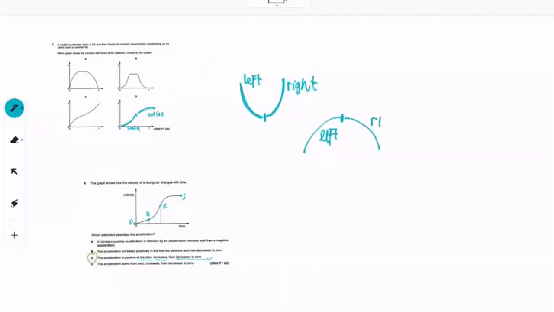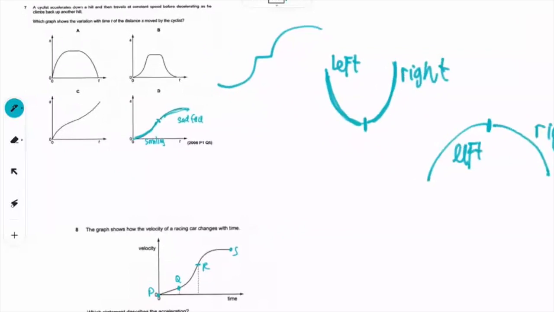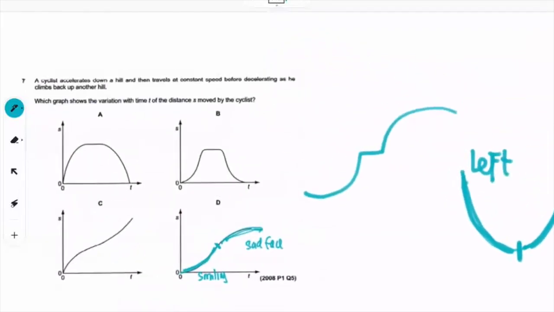Hold on. Let me check. Oh, the person is smiling, then, right? Oh, okay. Constant speed, it will not be like this one. It will be like this. And that means the answer is C. Oh, there's a constant speed.